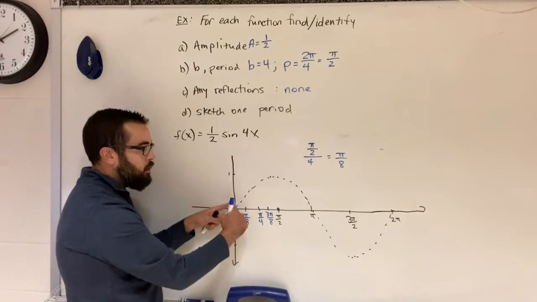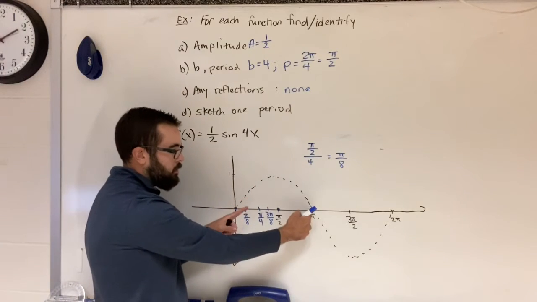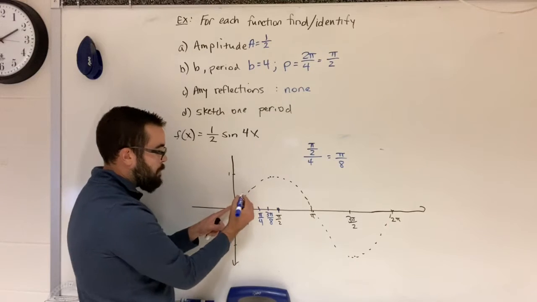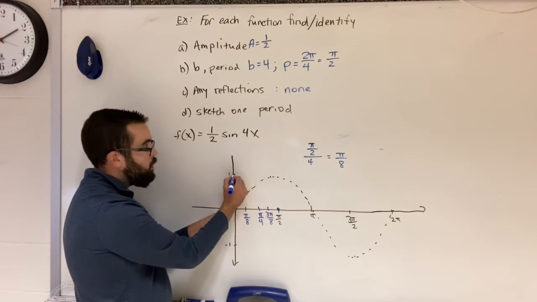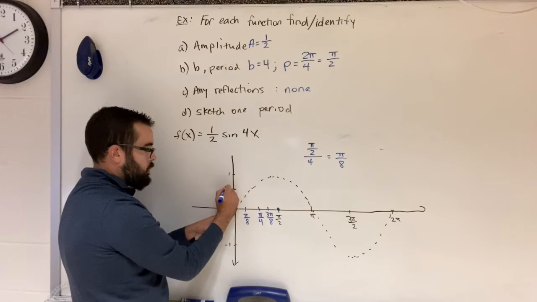So it's going to follow the same pattern that the parent does. So it goes max, 0, min, 0. So it's going to go max. Now the max isn't going to be at 1 because our amplitude is only 1/2. So it's only going to go up to 1/2.